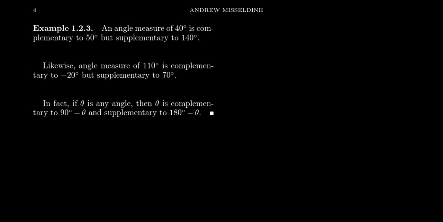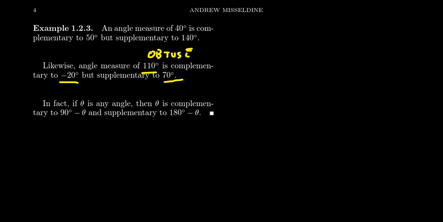Likewise, if you take the angle measure 110, which you'll notice is an obtuse angle, the complement of 110 degrees is actually negative 20 degrees. You have to rotate clockwise 20 degrees to get 90 degrees. 110 minus 20 gives you 90 degrees. On the other hand, the supplement of 110 degrees would be 70 degrees.